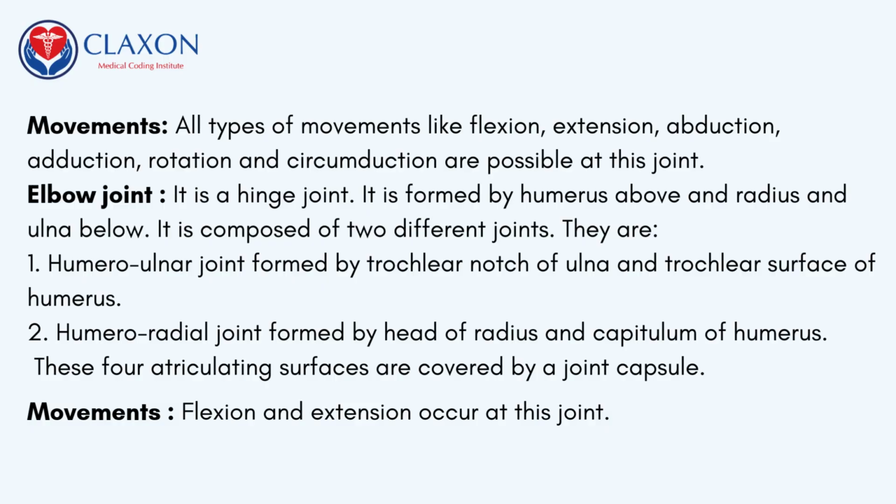Elbow joint, it is a hinge joint. It is formed by humerus above and radius and ulna below. It is composed of two different joints. They are 1. Humero-ulnar joint formed by trochlear notch of ulna and trochlear surface of humerus. 2. Humero-radial joint formed by head of radius and capitulum of humerus. These four articulating surfaces are covered by a joint capsule.